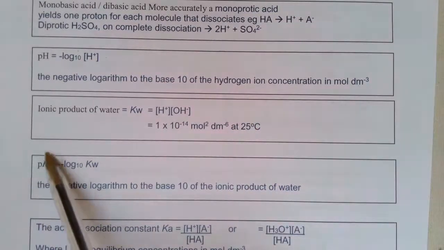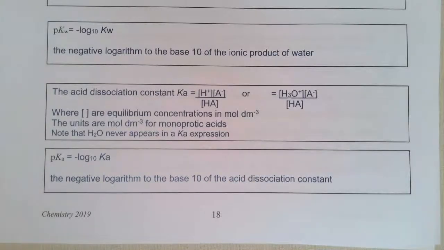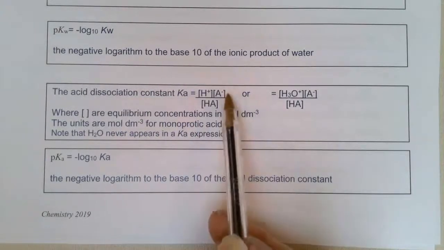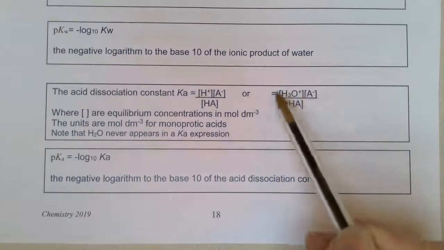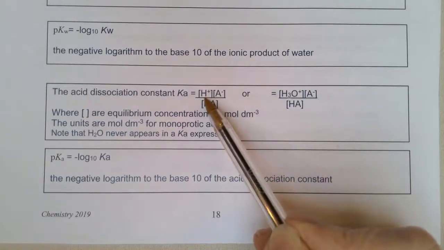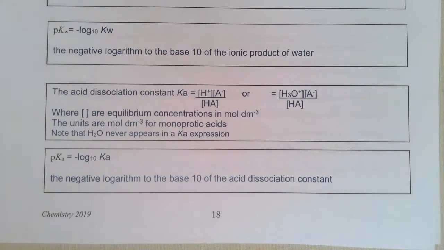Every time you see the p there, it means take minus log to the base 10 of it. So pKw is minus log to the base 10 of Kw. So the acid dissociation constant, this is for weak acids, is this hydrogen ion concentration times the salt divided by the concentration of the HA. Now, more accurately, it is this, because these hydrogen ions, protons, don't just sit around, they would join on with the water to make H3O+. But do notice that water never appears in these Ka expressions.